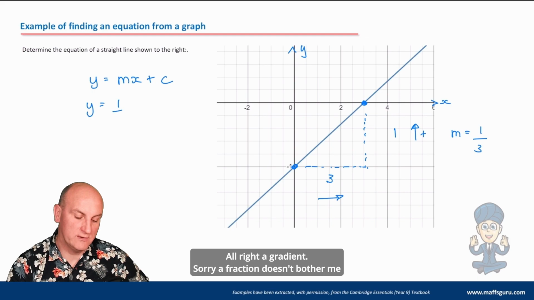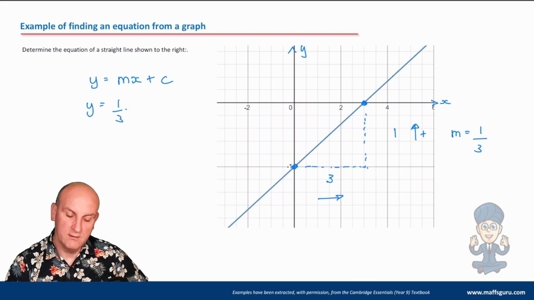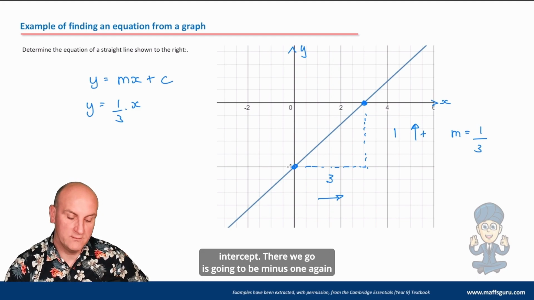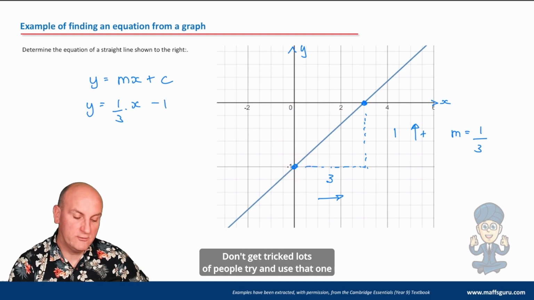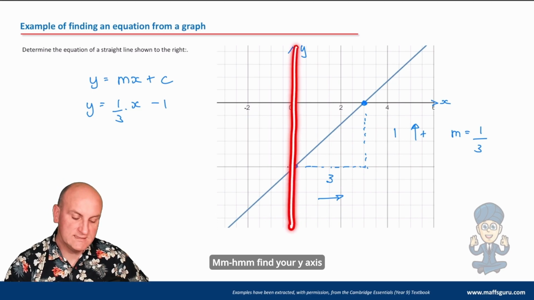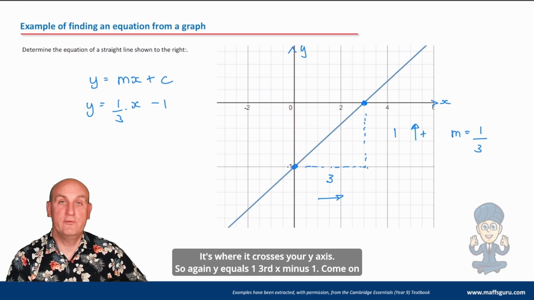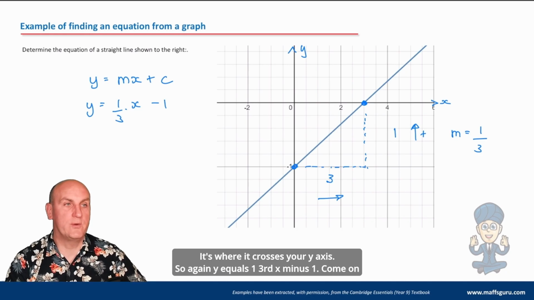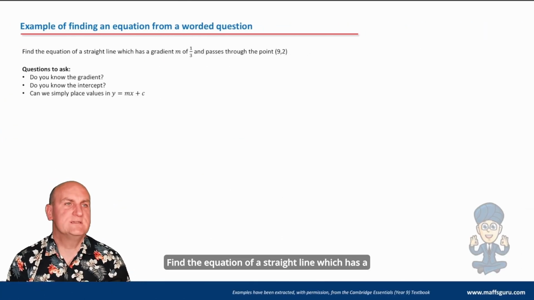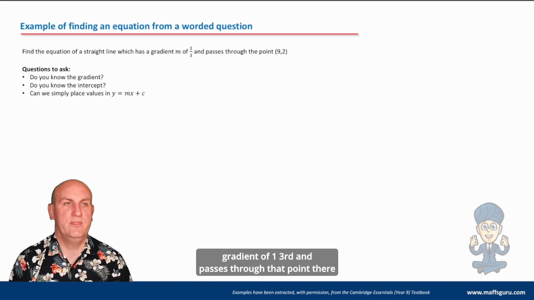A gradient that's a fraction doesn't bother me. What letter have they used on my x-axis? They've used the x. And the c value, which is my intercept, is going to be -1. And again, don't get tricked. Lots of people try and use that one. Find your y-axis. It's where it crosses your y-axis. So again, y equals 1/3 x minus 1. Come on. Find the equation of a straight line which has a gradient of 1/3 and passes through that point there.